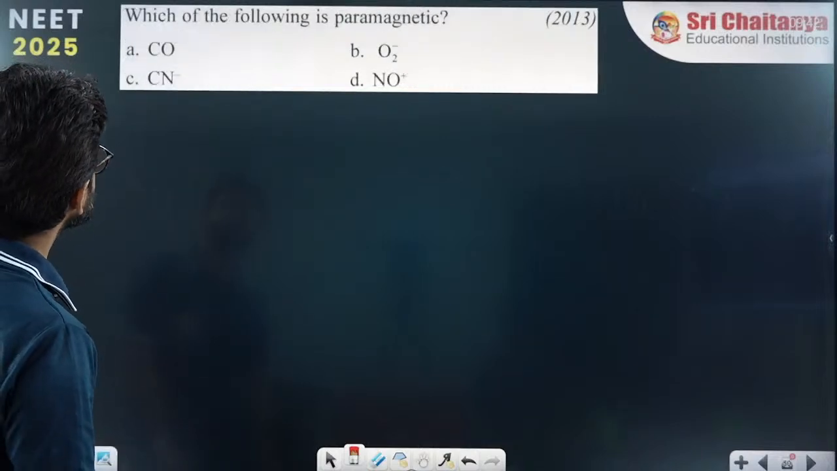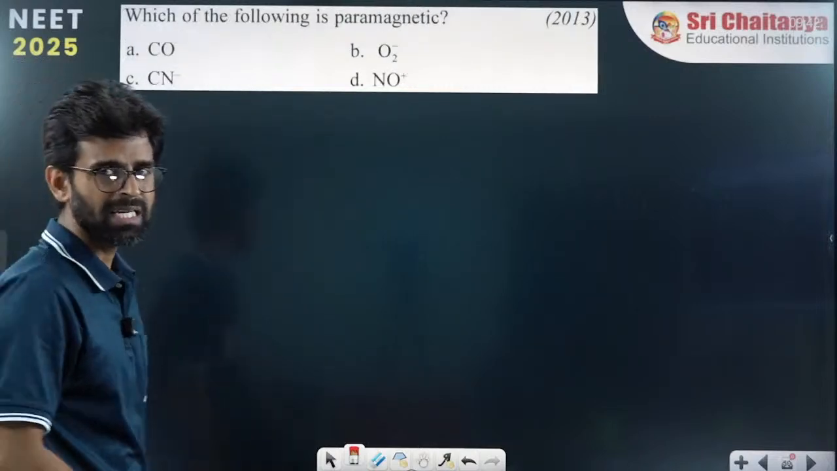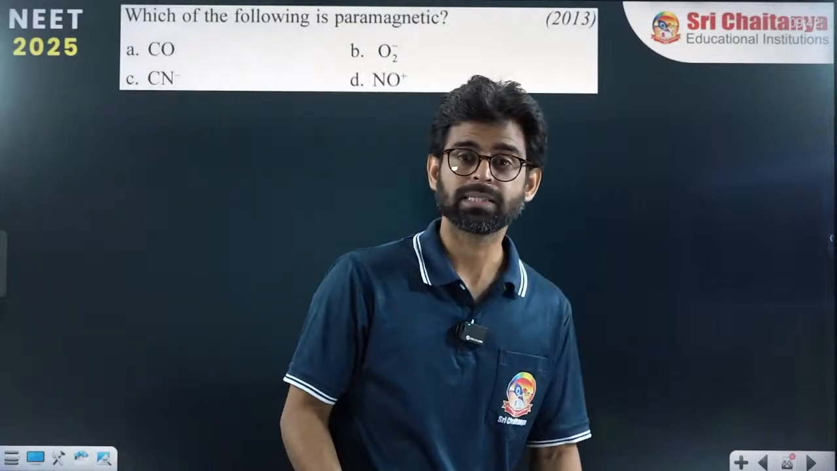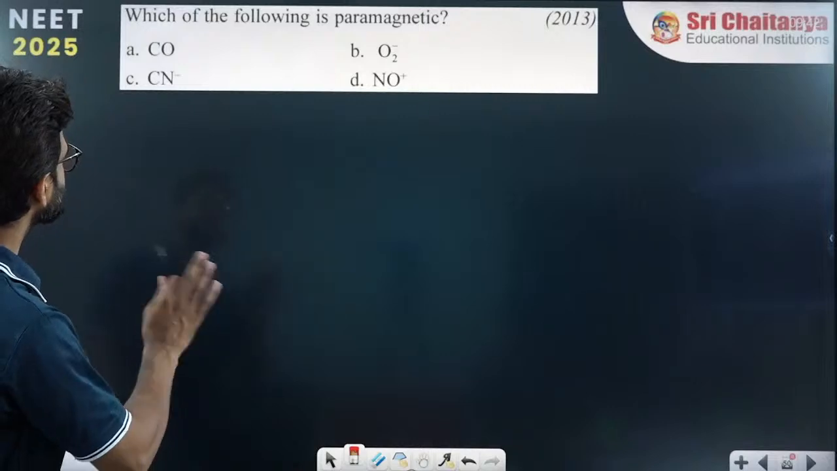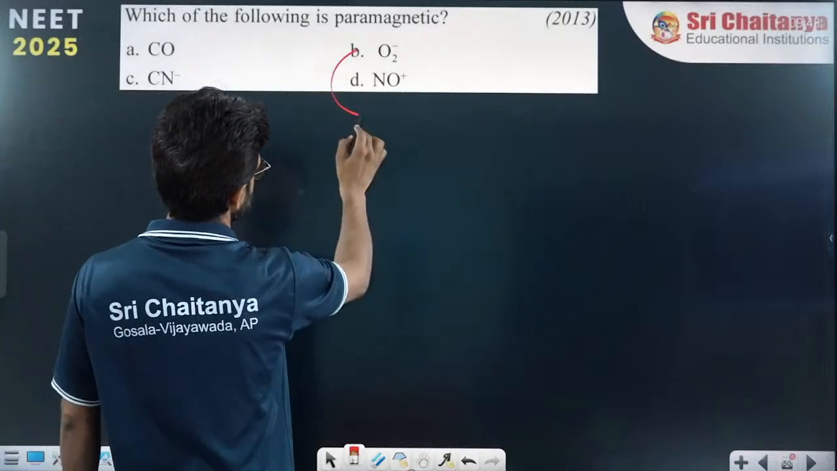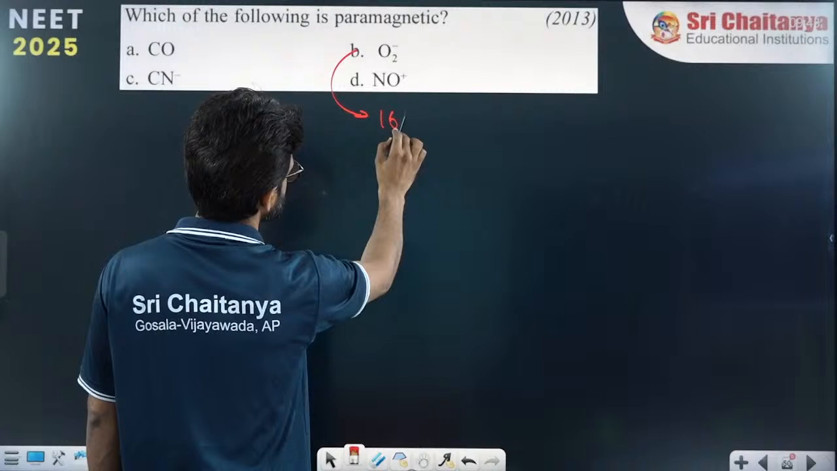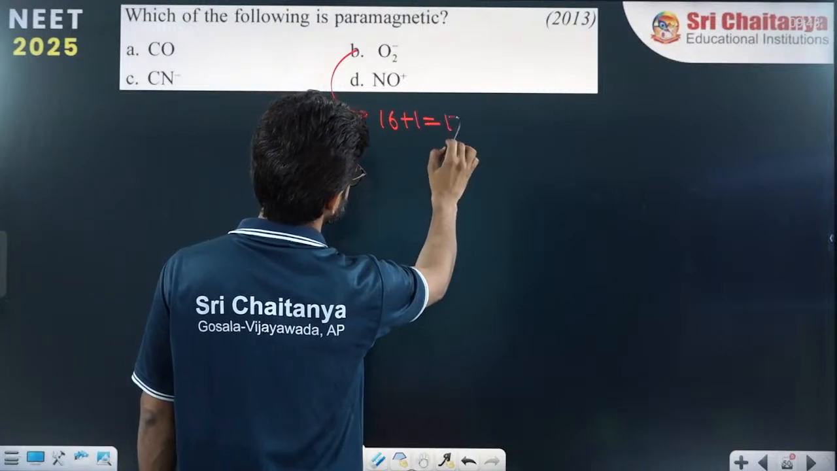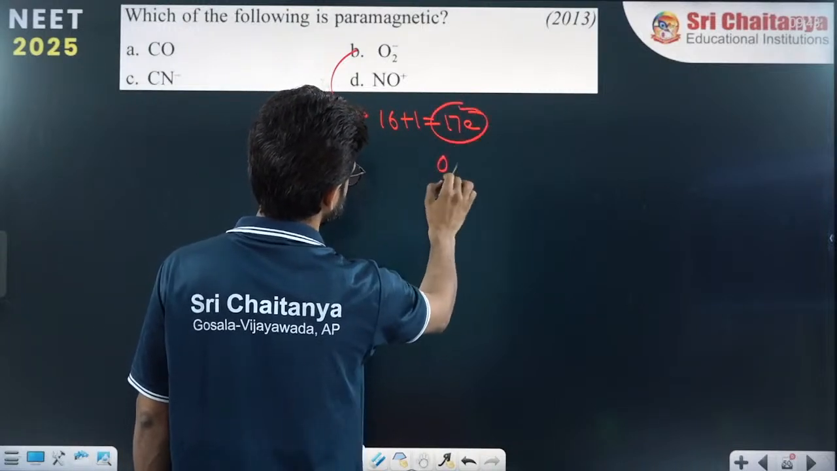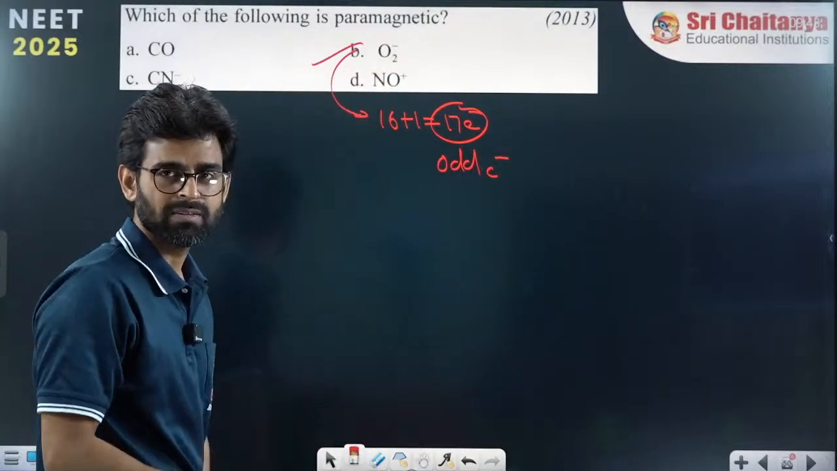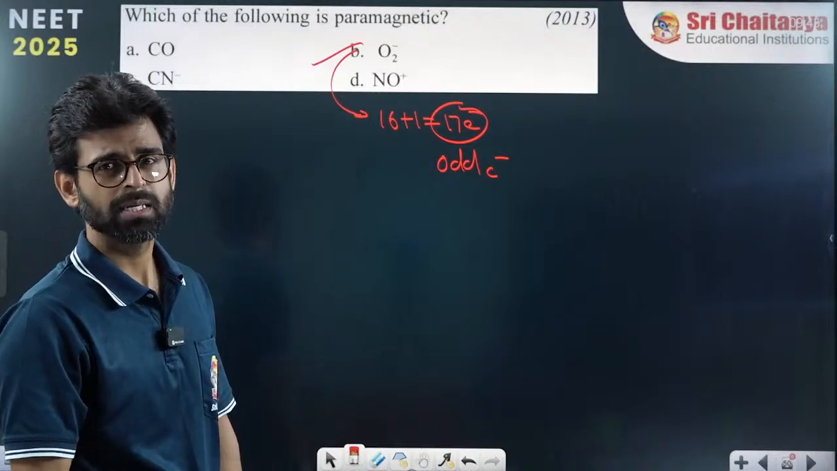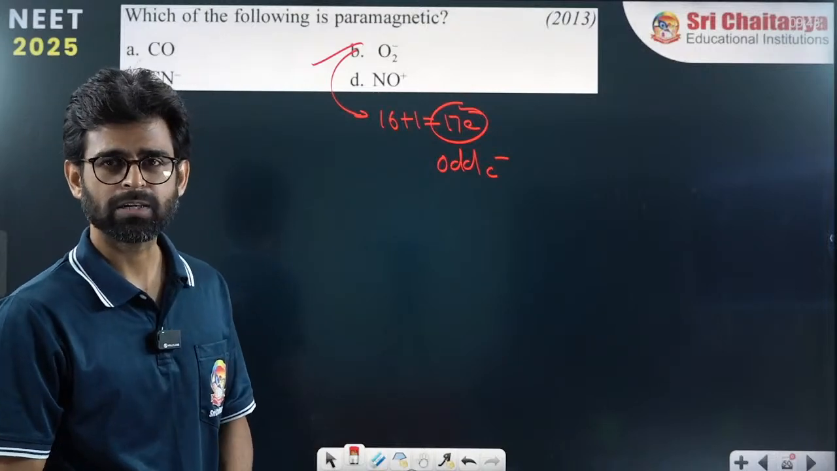Okay. So which among the following is paramagnetic? Again, as I said, whenever a question comes and they're asking about paramagnetic nature, look at the total number of electrons. If electrons are odd, then it definitely is paramagnetic. Like in this case, O2 has 16 electrons, one extra electron becomes 17. 17 means an odd number of electrons and definitely paramagnetic. Without making a structure or diagram, I can answer this question because it has an odd number of electrons. Fine.